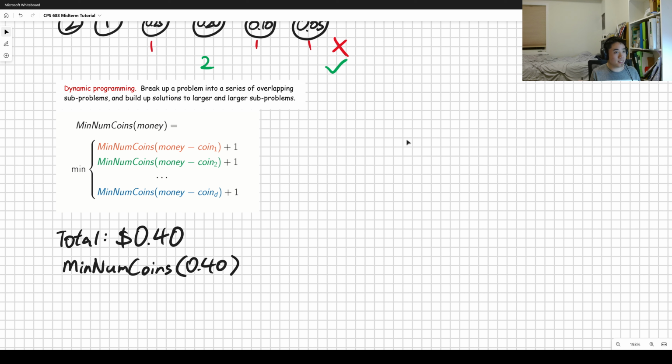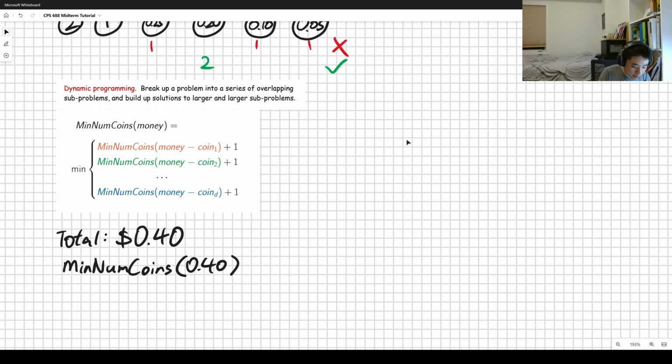Now, ideally, if you store floats like this, it should work with no issues. But the way we store real numbers, there are some errors in it. So we normally try to avoid this when possible, unless we're trying to display results in a certain number of decimal places. Okay, so we start by calling min num coins of 40 cents.